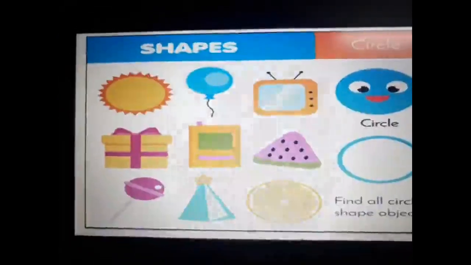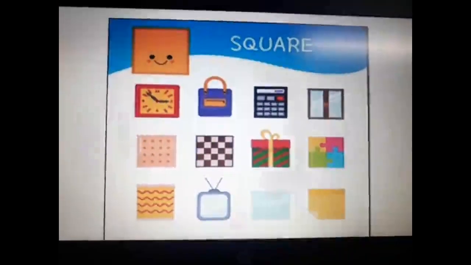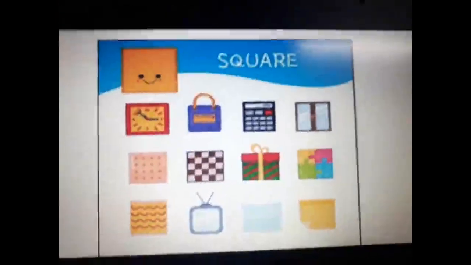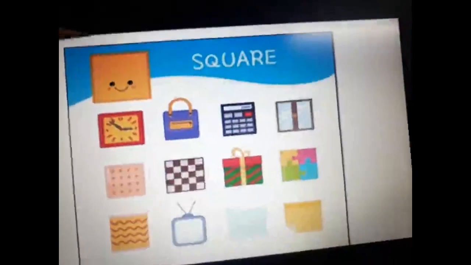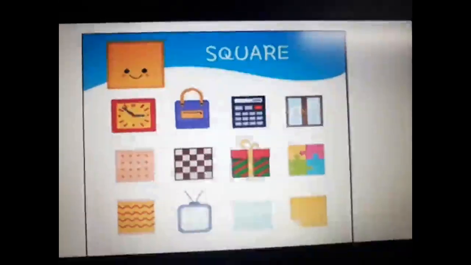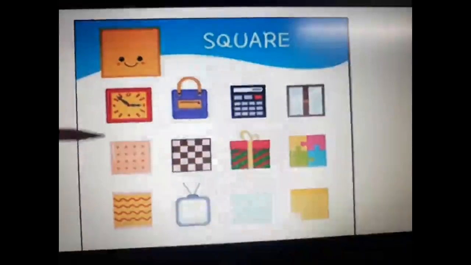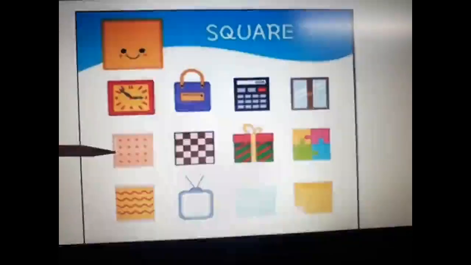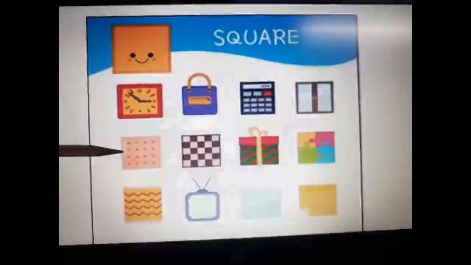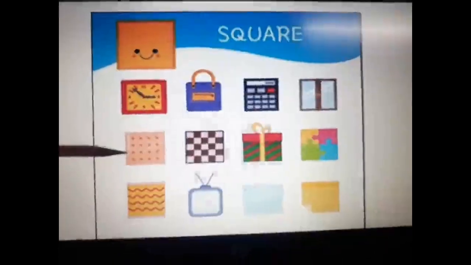Now let's move to the next one. Which is the next shape? Square shape. I told you the shape that has 4 equal sides is a square shape. So what are the examples? Clock. Biscuit. Yes, we all eat these biscuits. They all are square in shape, isn't it?